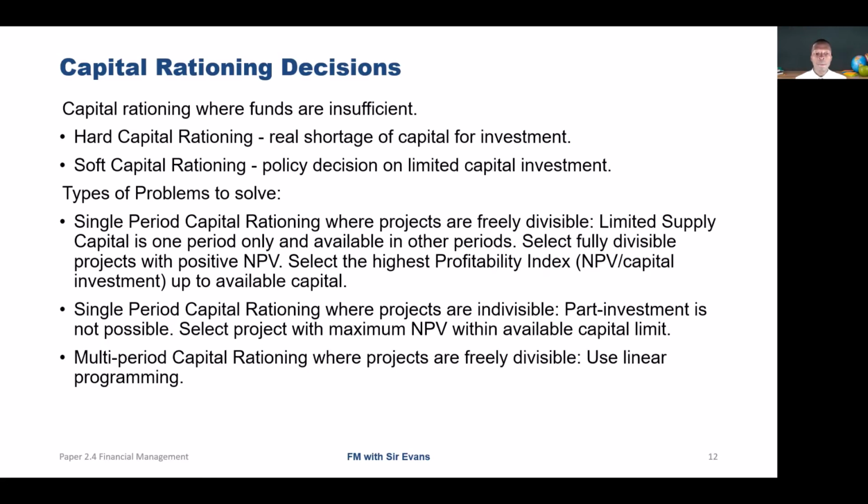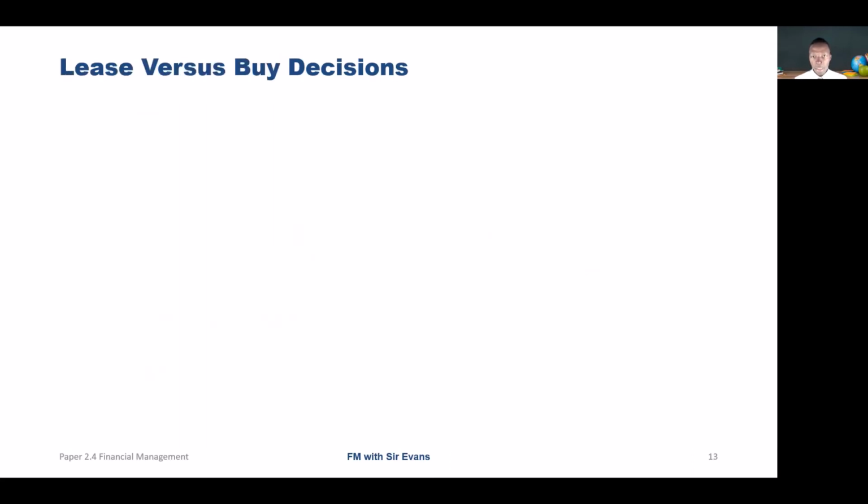And we have multi-period capital rationing, where the projects are freely divisible and the limitation on our capital is spread across multiple years. With this one, linear programming will be used to identify the combination of projects that maximizes NPV.